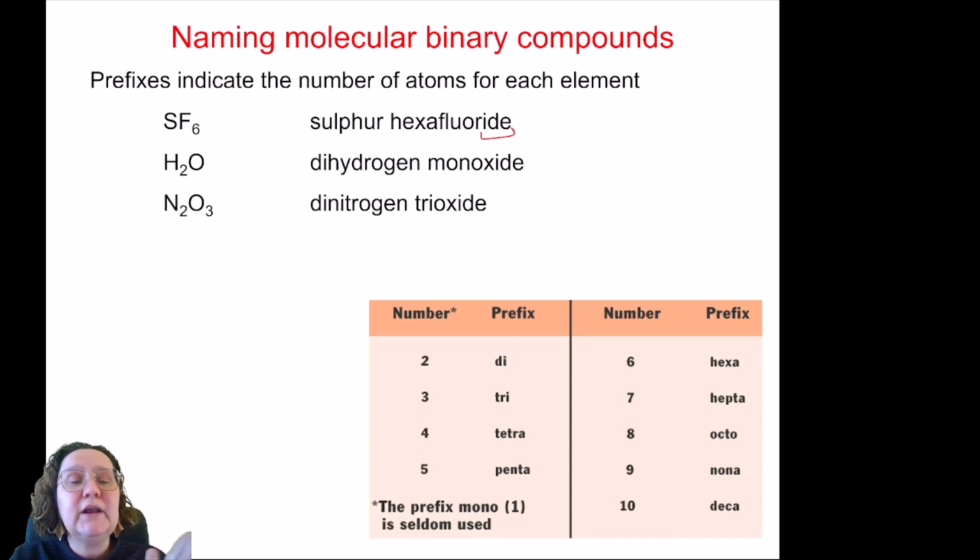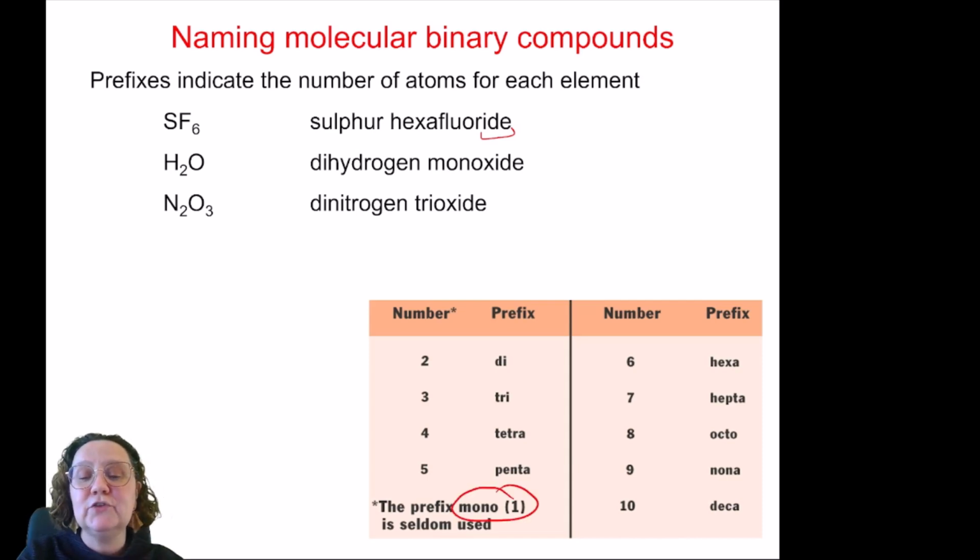So for example, the first one, SF6, sulfur, which is the first atom, the one that has the partial positive charge. Hexafluoride, because it has 6 fluorine atoms. H2O. The first one, hydrogen, because it has the partial positive charge, but you have 2 hydrogen atoms, so you call it dihydrogen. And you could call it oxide or monooxide. The mono, you can use it, although it's seldom used. Normally, if there's only one atom, you don't mention that. There's only one, you can use it or not.